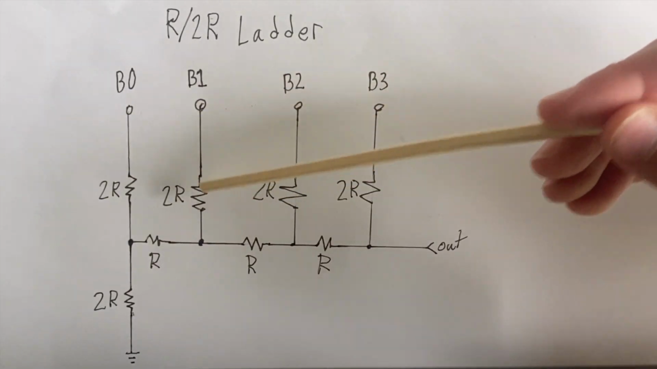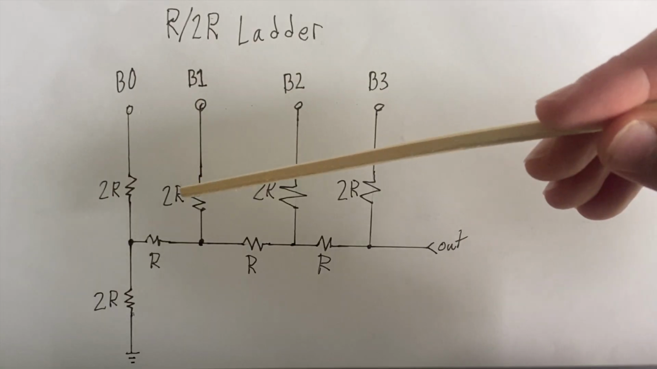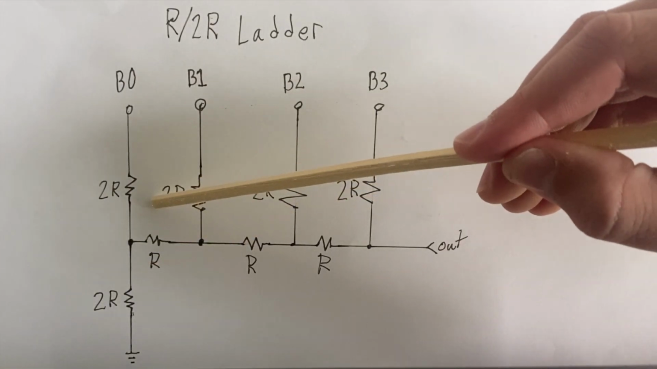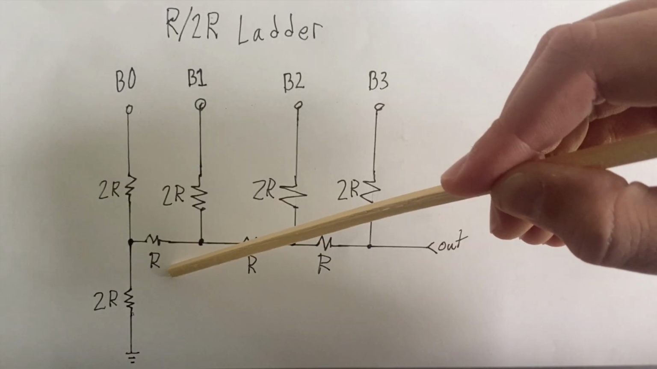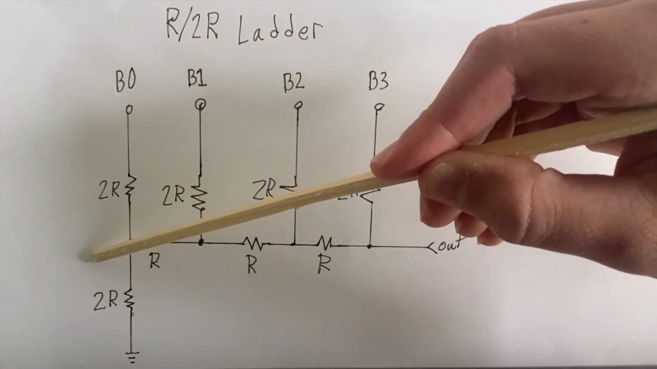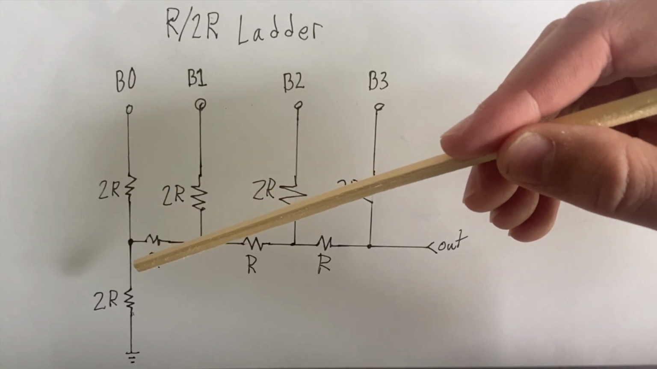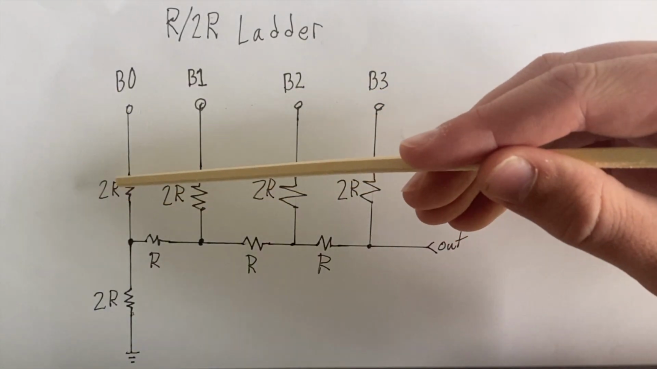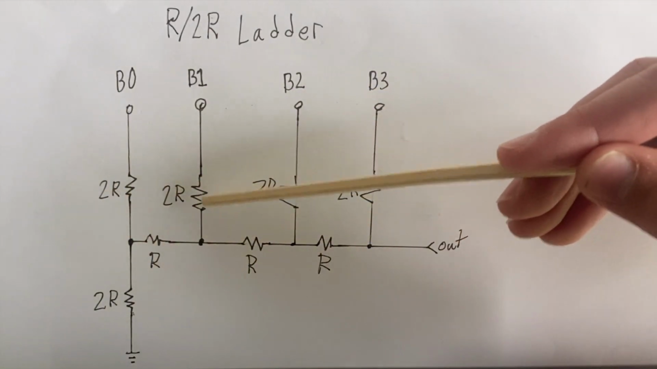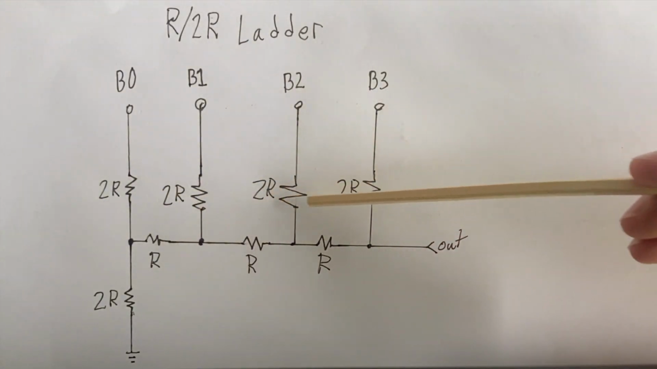Here near bit 1, it's similar, but when you have 2R in parallel, it's equal to R, except when you move across here, there's R. R plus R is equal to 2R. So again, with another 2R, the voltage is divided by 2. So when the voltage comes in from bit 0, it's divided by 2, and then divided by 2 a second time. This process continues down the line until the last bit.